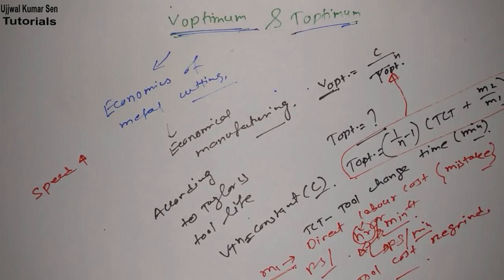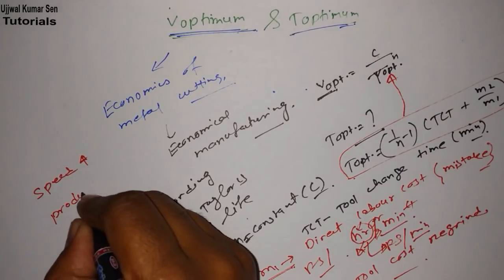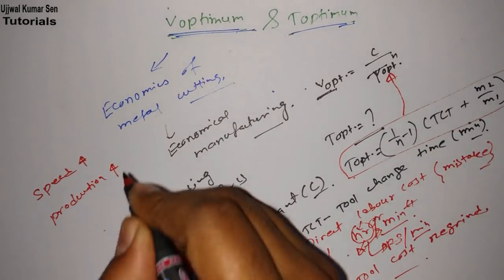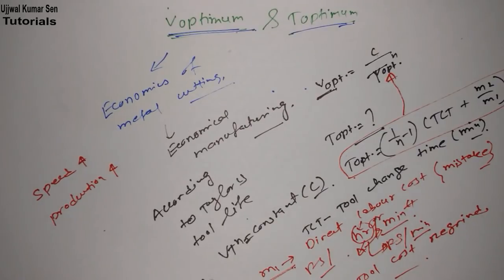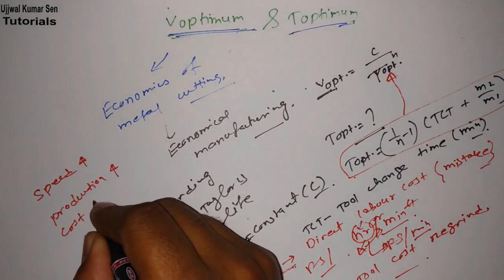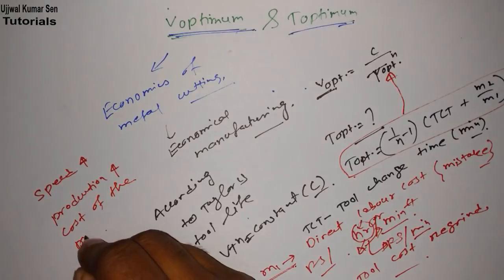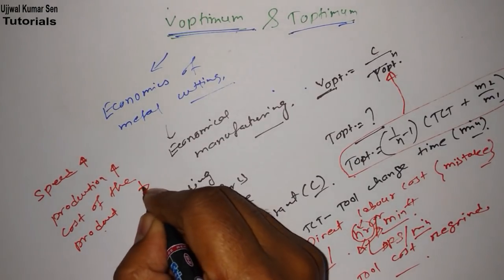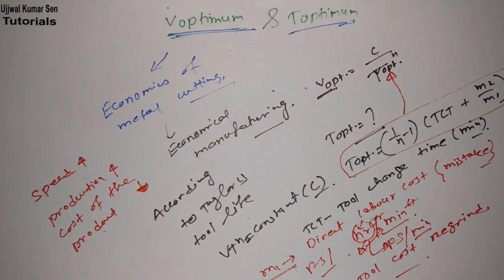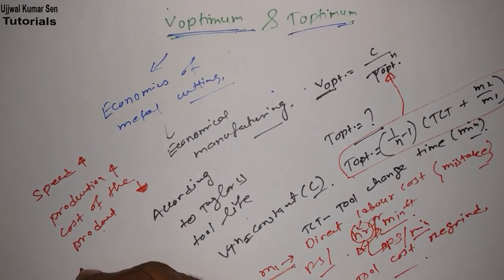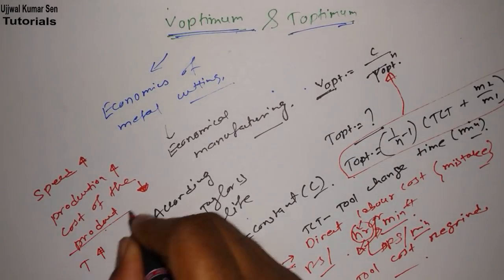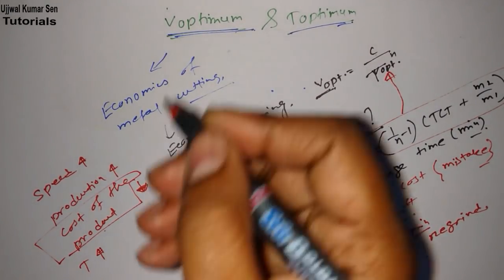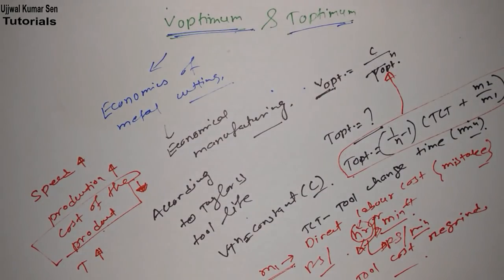So speed is optimum. That means production would be optimum. Okay, if production would be optimum, then the cost of the product will be less as compared to if the manufacturing process is not economical. Now if tool life is also increasing, that means the production cost is less. So what will happen because of this process? You can easily guess, my dear. What can happen because of this?